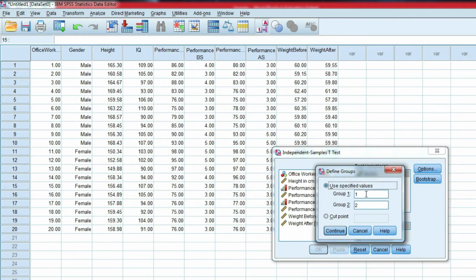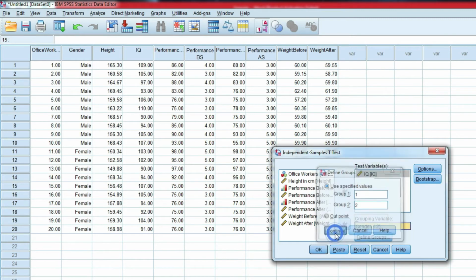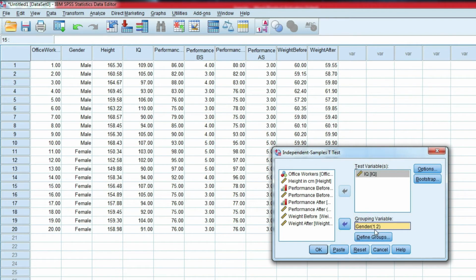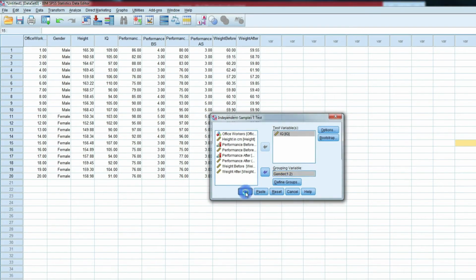Okay. Group 1 is 1. We all know that it's 1 because our code is 1 for male, 2 for female. Then, after putting 1 and 2 there, we now click Continue. Okay, so there's a number already there, 1 and 2, instead of the question mark a while ago. So after that, we can now click OK.